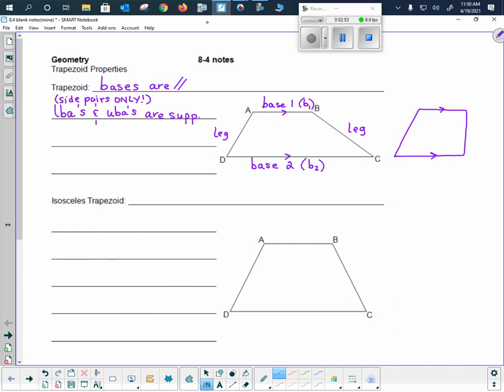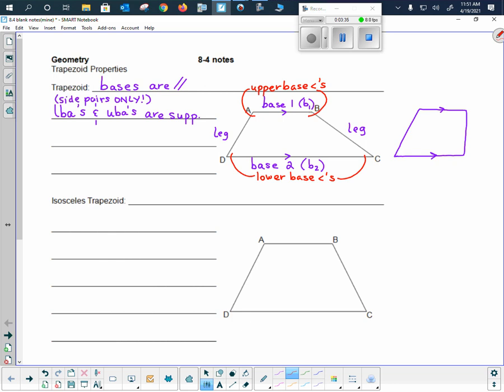Okay. So let's go and do some labeling. Here we go. So upper base angles would be these that are here with the upper base. So they would be angle A and angle B, the way I have it drawn right now. Lower base angles would be these two, angle D and angle C. And I'm just using those abbreviations, LBAs and UBAs. So lower base angles and upper base angles.